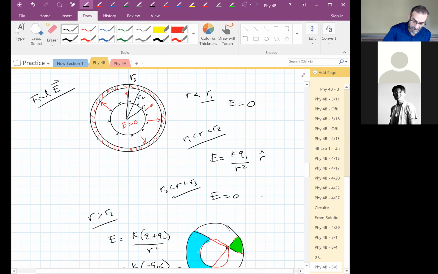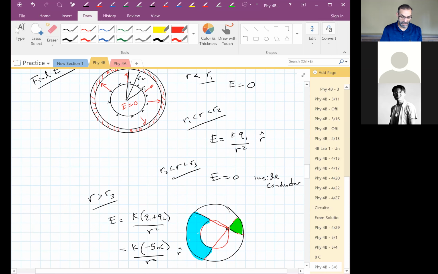E is 0 inside a conductor. And then this is R3 over here. This is R greater than R3. And I think everything is correct here for my E's now, right? Nothing's changed inside of that location. Nothing's changed outside. It's just in the thickness, in the wall thickness, E is 0. That's the only difference.